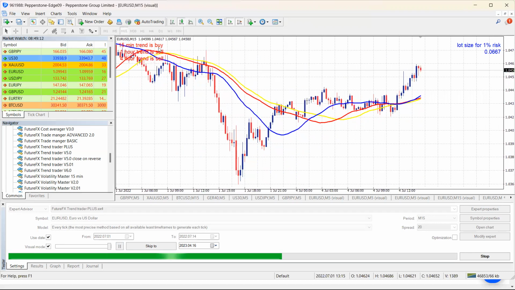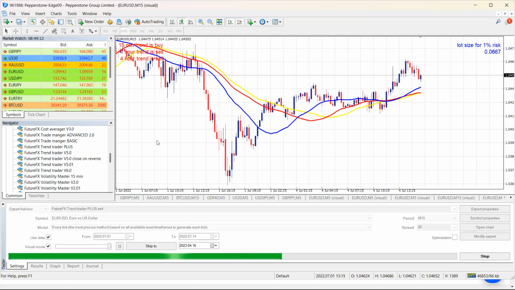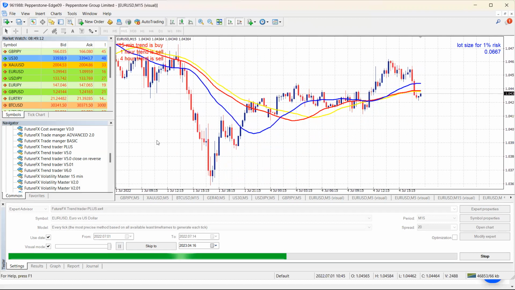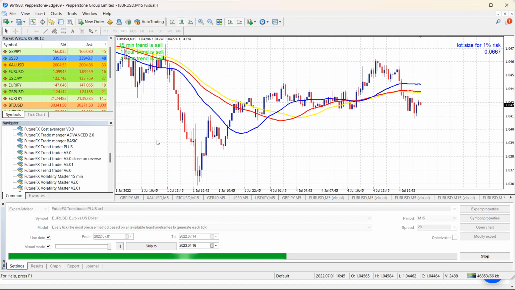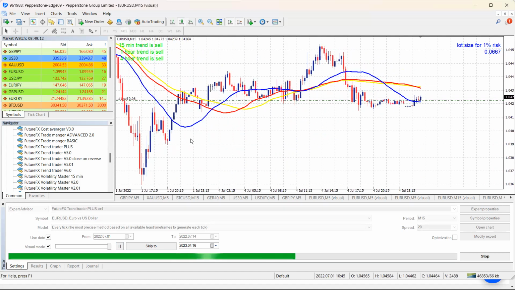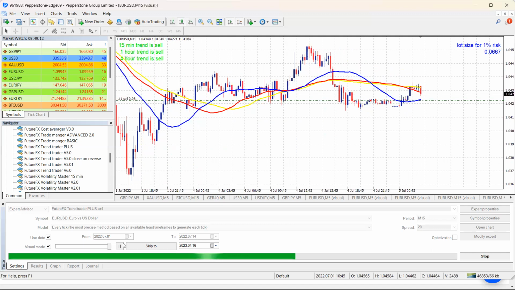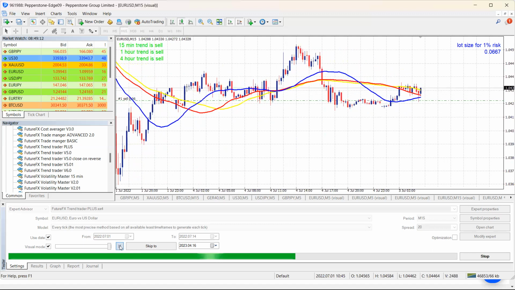Three time frames aren't lined up now. And bang, we've got our first trade, exactly the same place as we did before.